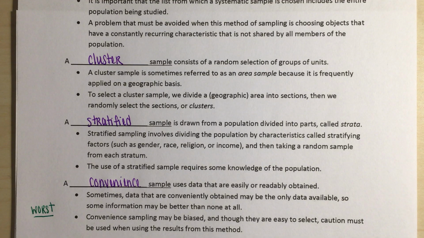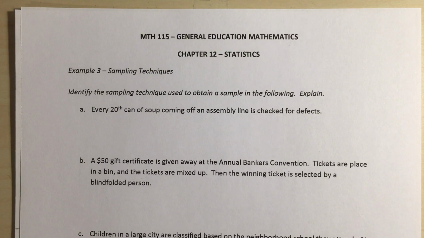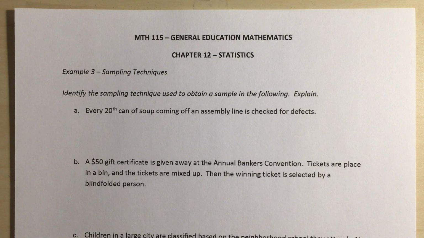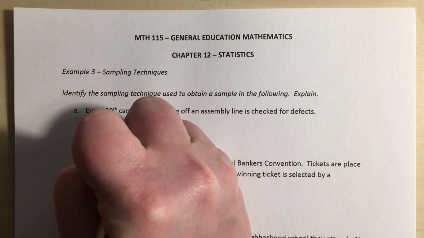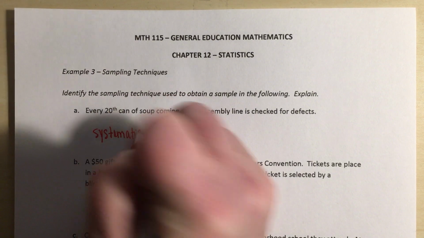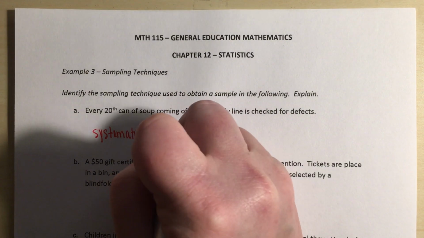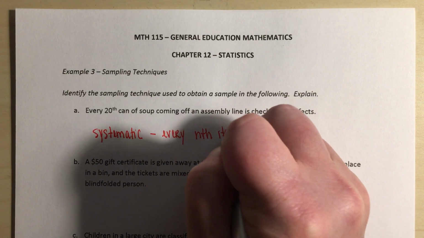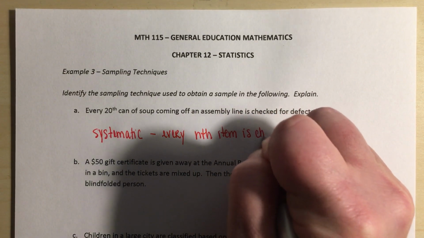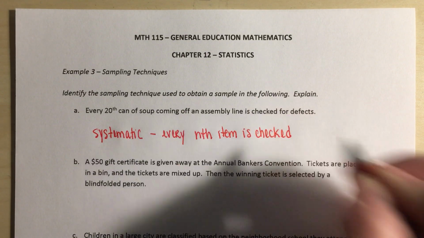So in the next example, we're going to go through some different scenarios and classify these based on these sampling techniques that we just defined. All right, identify the sampling technique used to obtain a sample in the following. Explain. Every 20th can of soup coming off an assembly line is checked for defects. This is going to be an example of a systematic sampling. In a systematic sampling, every nth item is checked. In this case, we are checking every 20th item.